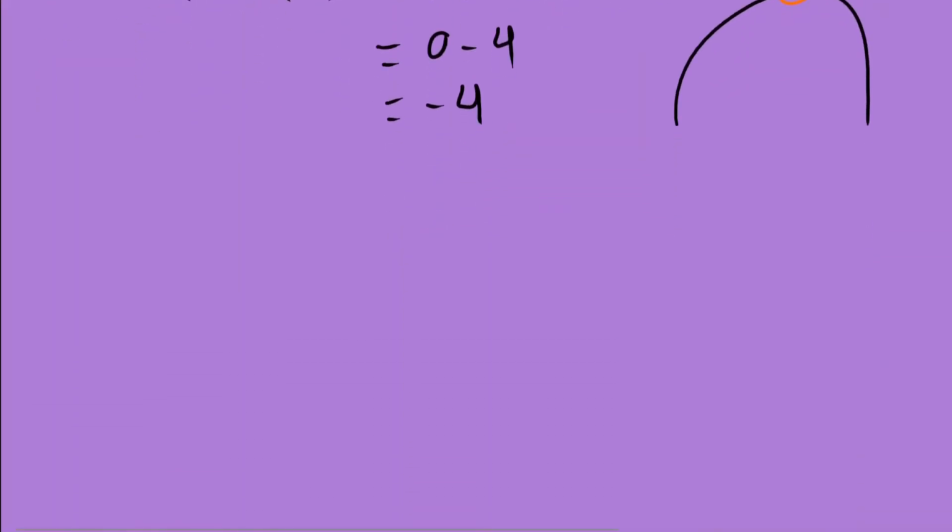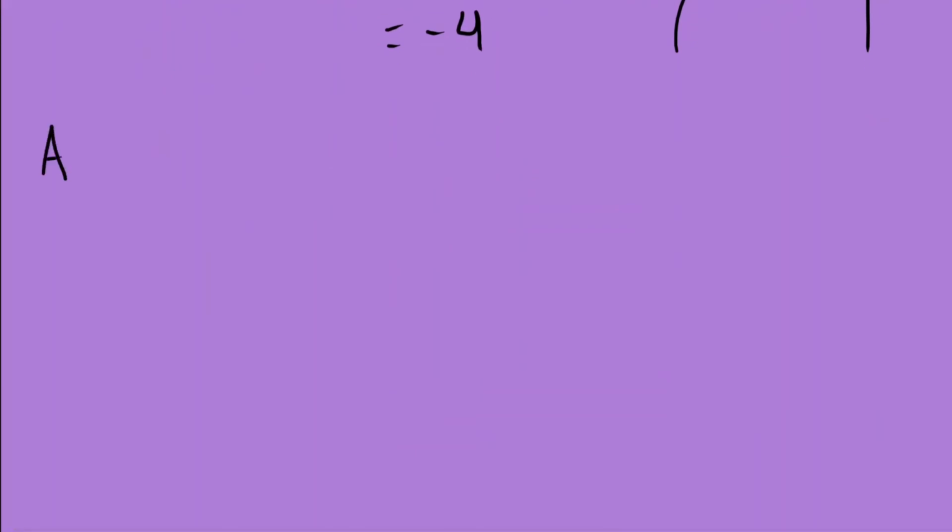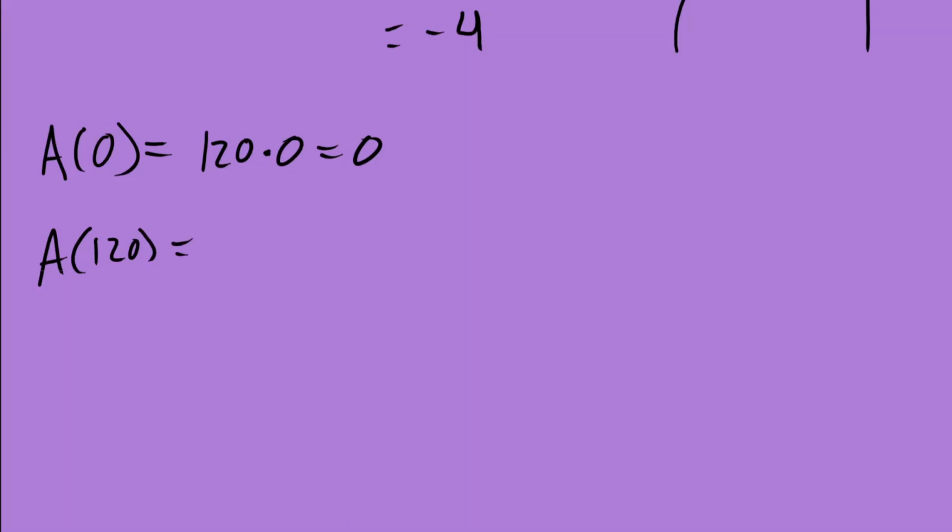Is this a global maximum? Yes, because the smallest value for W of 0 feet will yield 0 square feet of area, as will the largest possible value of W of 120 feet, for then the length would be 0. Therefore, 30 feet is our global maximum.